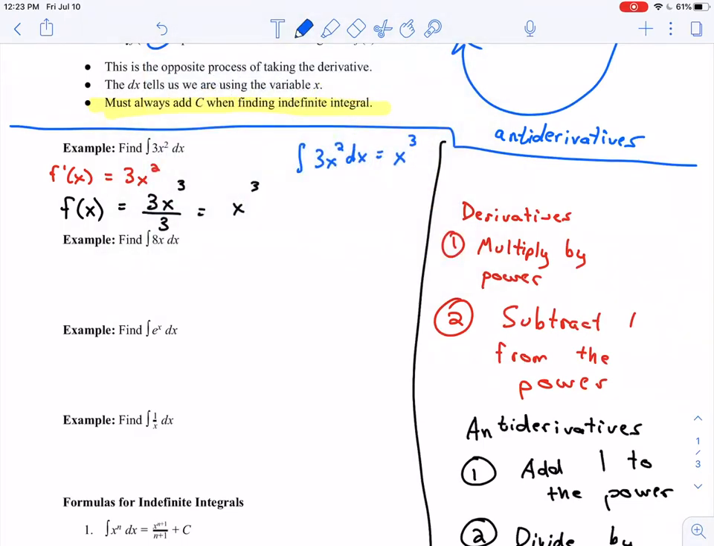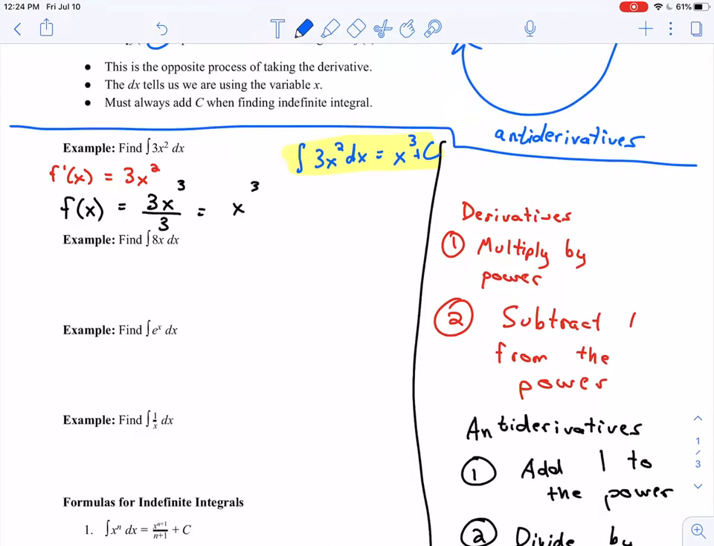So our antiderivative should be x cubed plus c. Here is our solution, x cubed plus c. That is our indefinite integral. For right now, for every single one of these problems, after you find an antiderivative, you need to add plus c, every single time. That c has a special name. It's called the constant of integration.